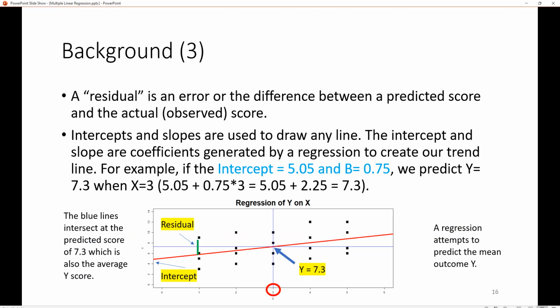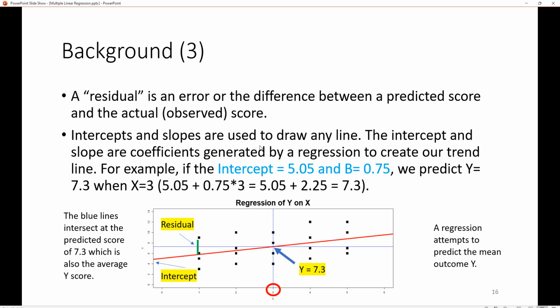So we've mentioned residuals. I just want to mention that it's an error, or the difference between a predicted score and the actual observed score. So in this graph below, we have a residual listed, and that's that green bar. It's the distance between this data point that's close to about 9, and then we see that regression trend line. That prediction would put it closer to around 6. So the distance between that predicted value of 6 and the actual value of 9, that would make up our residual.